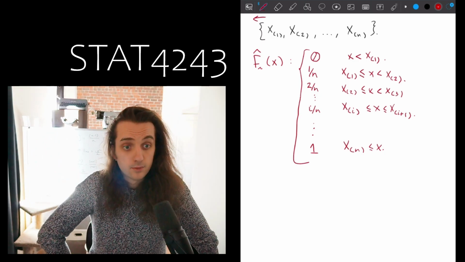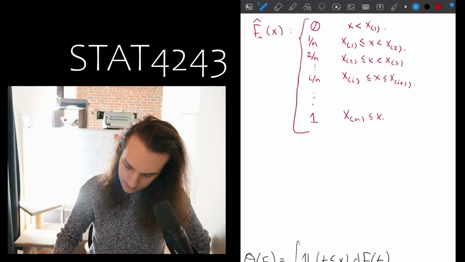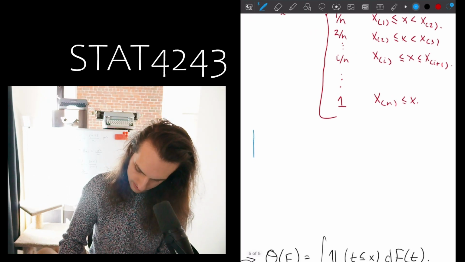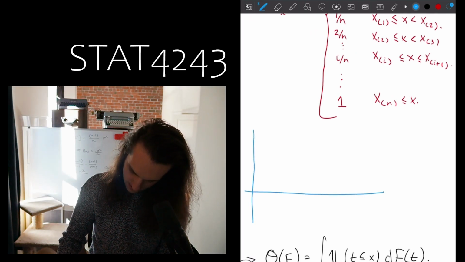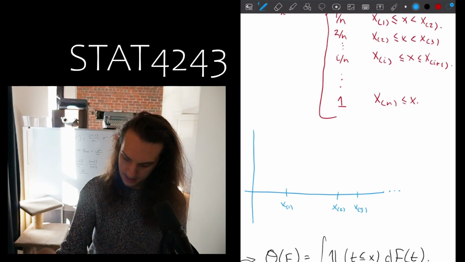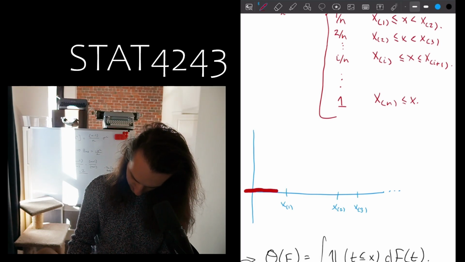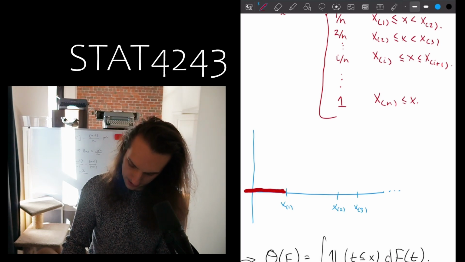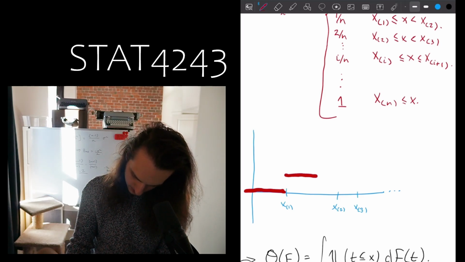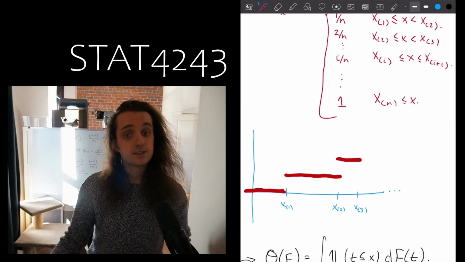So in this case, we can actually think about writing this out explicitly. But if we think about this emerging as an actual function that we can draw out here, and I place in some of these values, x1, x2, x3, and so forth, and think about this continuing, then what we're always going to have is this staircase pattern. We're going to start out at 0 right up until we get to x1, and then immediately we're going to jump up to 1 over n and stay constant there. Then we're going to jump up to 2 over n and stay constant there, and so forth.